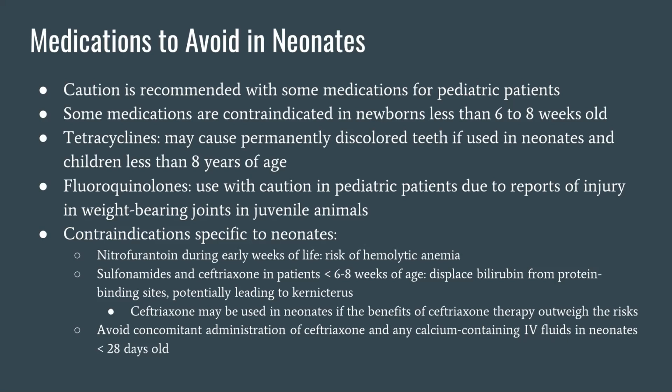Okay. So nitrofurantoin has a risk of hemolytic anemia if it's used too early. So we don't want to use it in less than 6 to 8 week olds. Okay. Sulfonamides and Rocephin or ceftriaxone also shouldn't be used in patients less than 6 weeks of age because they can displace the bilirubin from protein binding sites, and this can lead to kernicterus, which can cause permanent brain damage, hearing loss, and possibly death.